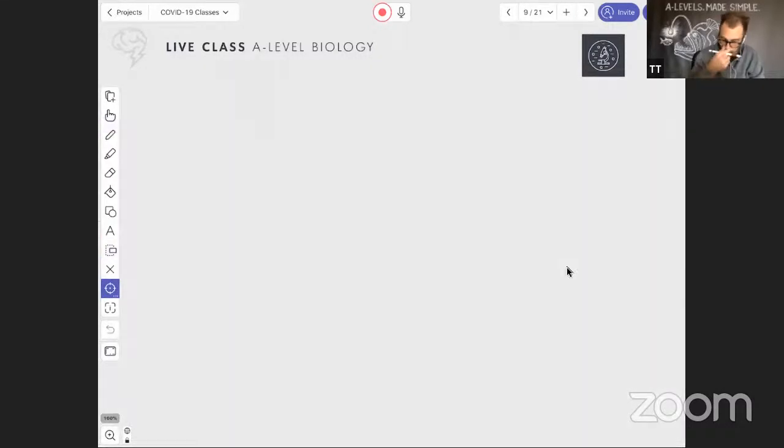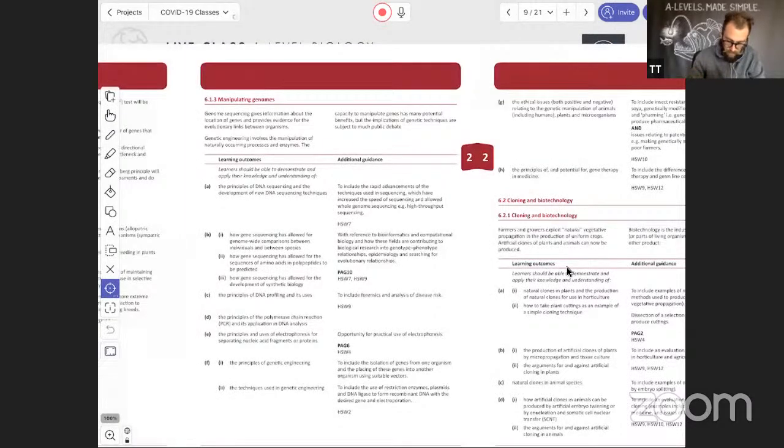The OCR spec over here is, again, we've got DNA profiling. Well, we won't cover that today. I might come back to that later on. We've got PCR and stuff like that, but it's the principles of genetic engineering. So isolation of genes from one organism and placing the genes into another organism and using suitable vectors. And then techniques: restriction enzymes, plasmids, DNA ligase to create recombinant DNA. So this is basically the area that I'm going to be focusing on for today's session.